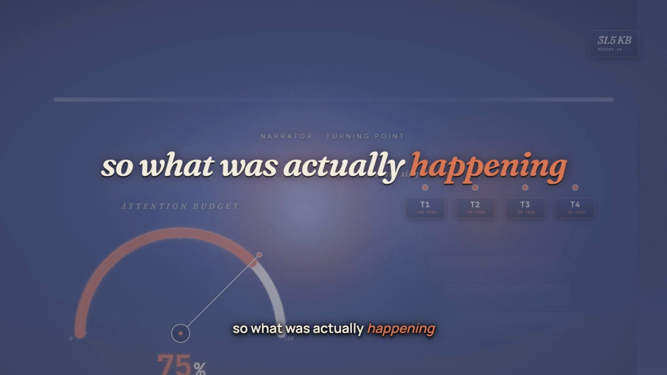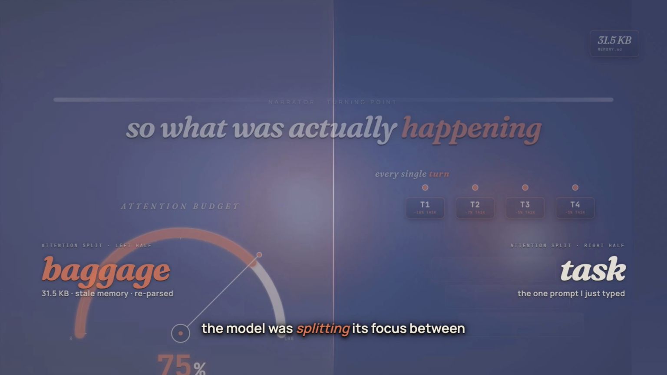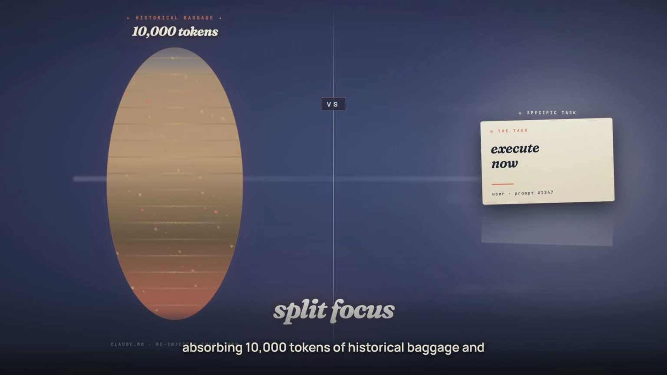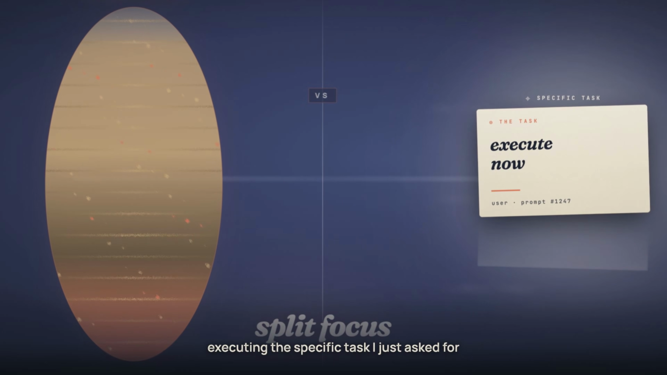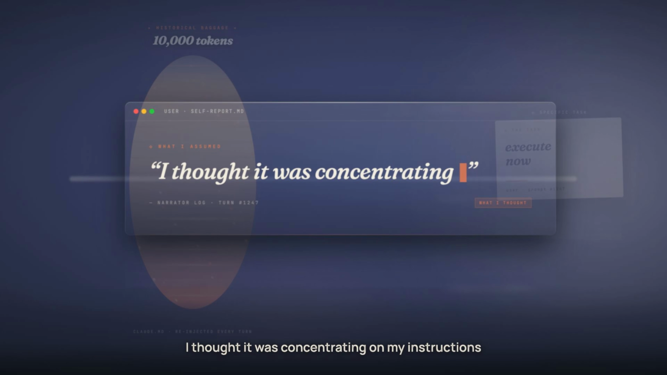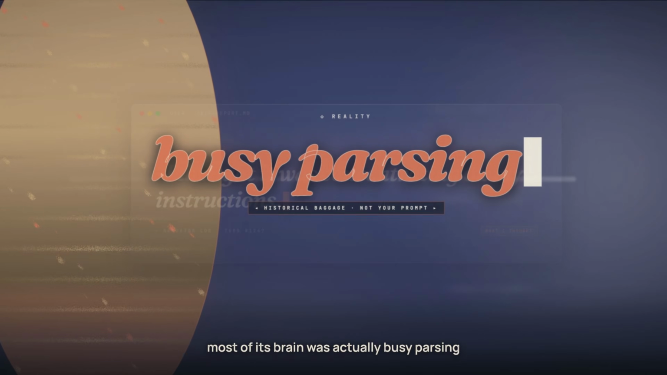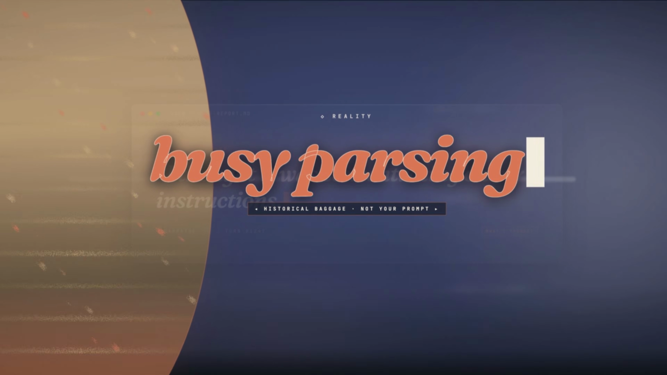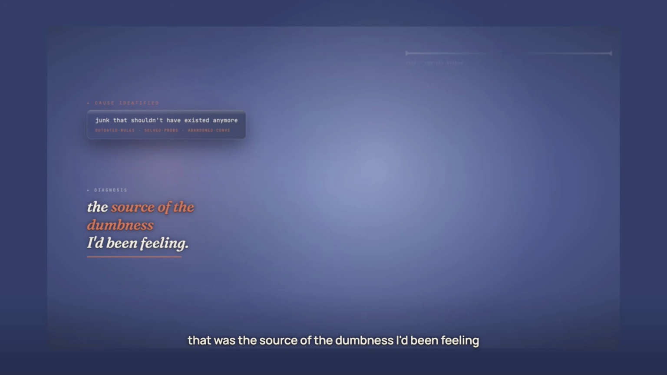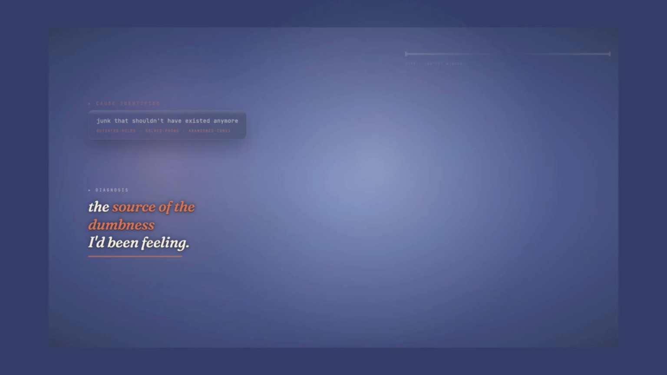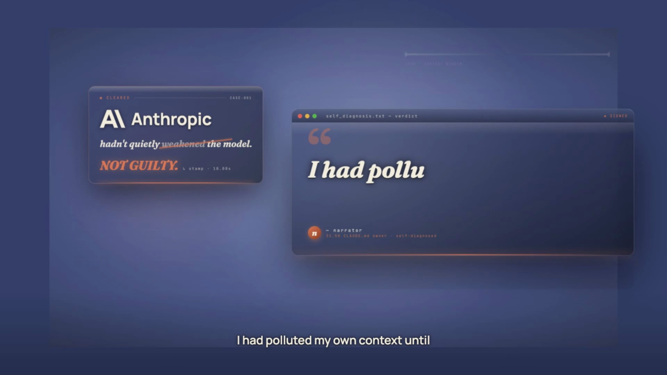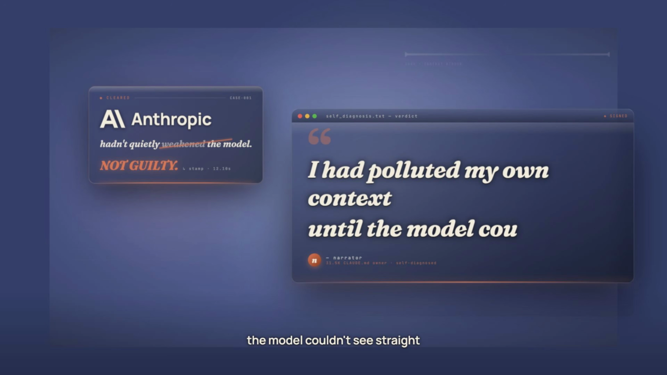So what was actually happening? The model was splitting its focus between absorbing 10,000 tokens of historical baggage and executing the specific task I just asked for. I thought it was concentrating on my instructions. Most of its brain was actually busy parsing junk that shouldn't have existed anymore. That was the source of the dumbness I'd been feeling. Anthropic hadn't quietly weakened the model. I had polluted my own context until the model couldn't see straight.